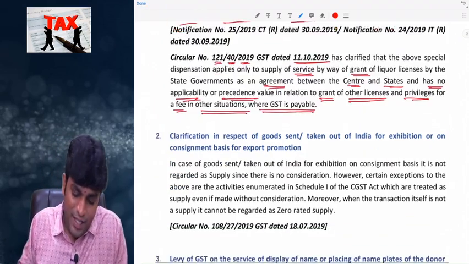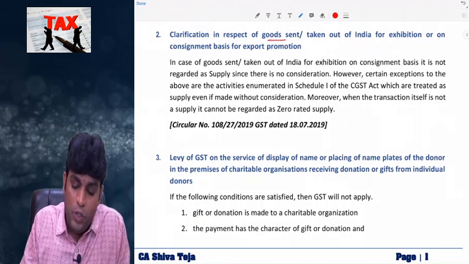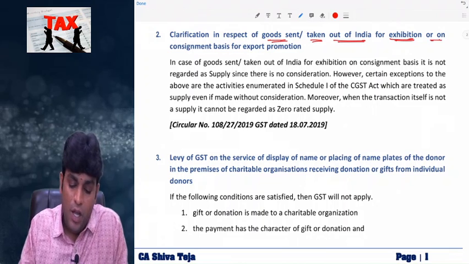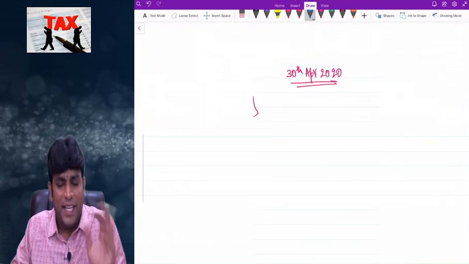Next. Second point. The clarification in respect of goods sent or taken out of India for exhibition or on consignment basis for export promotion. What does that mean? Let me give an example here. Listen.